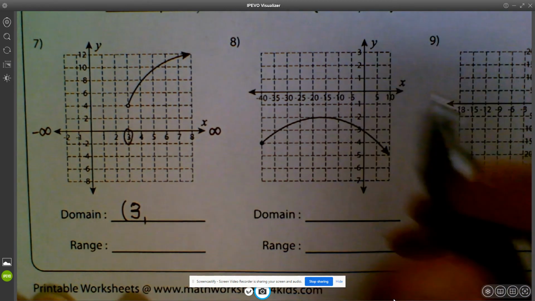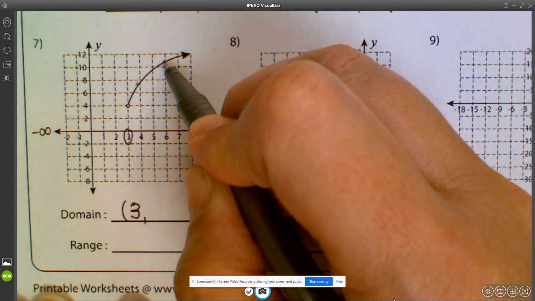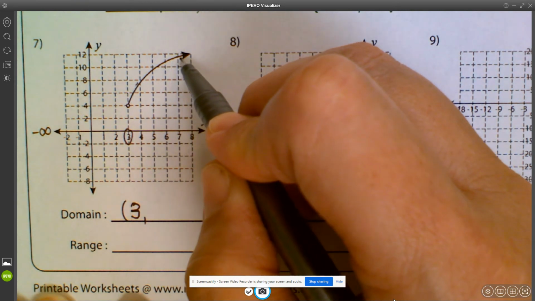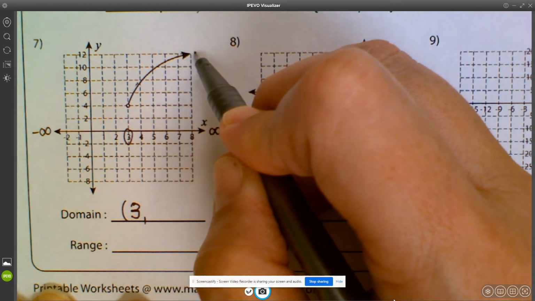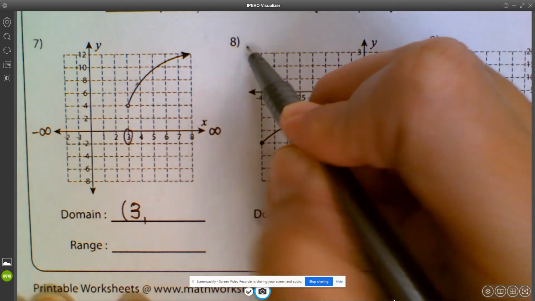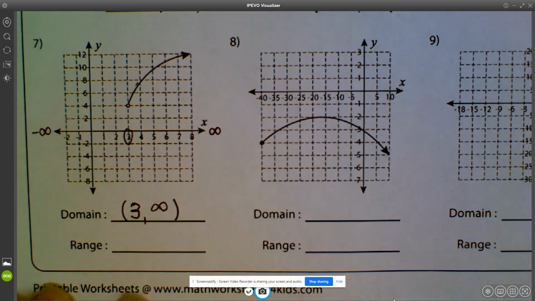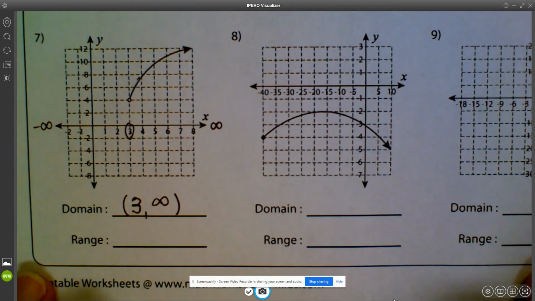All right. How far to the right does it go? Well, it's going to x equals 4, 5, 6, 7, 8. The arrow says go to x equals 9, 10, 11, and 12. Yeah, it goes forever. So my domain is 3 to infinity, excluding the endpoints. How's that for vocab? All right, now let's look at my range.